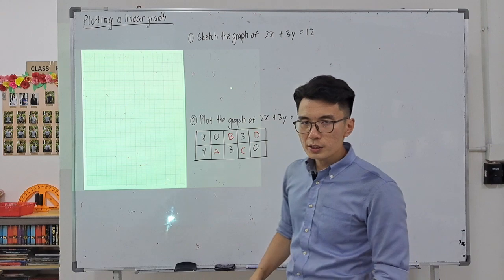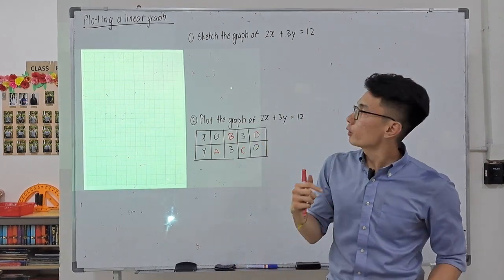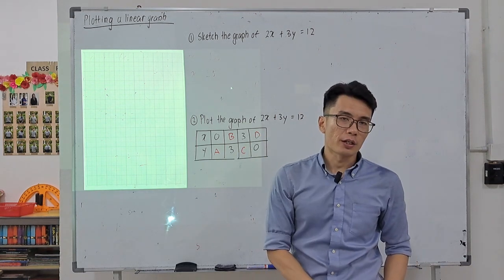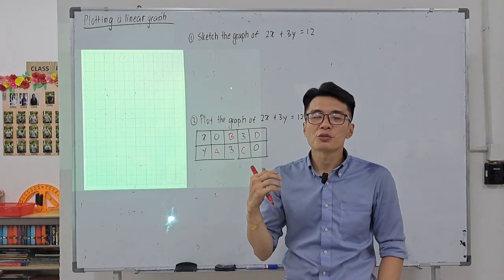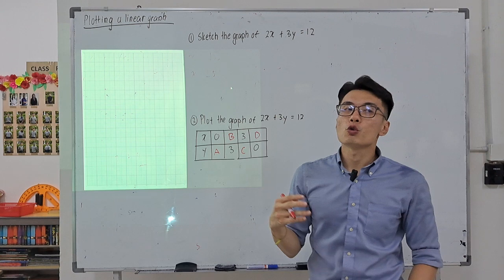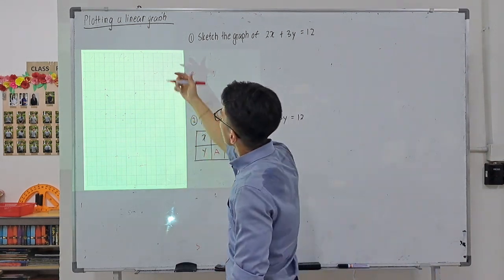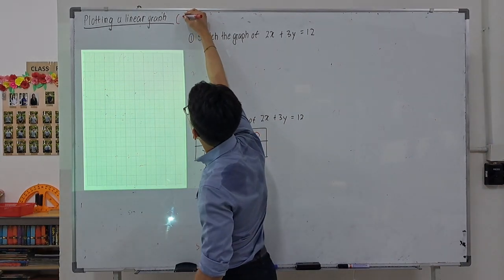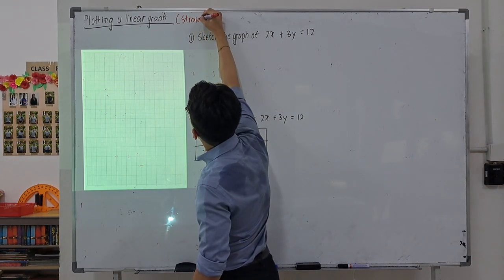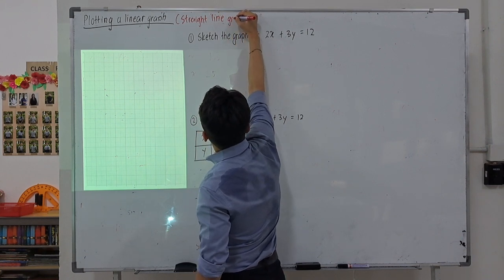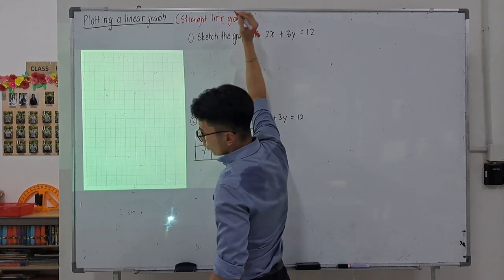Okay, so for today, we will be talking about plotting a linear graph. Now, when you see the word linear graph, in your head, you need to tell yourself you are going to be drawing a straight line graph. Okay, so a linear graph basically tells you it is a straight line graph. Okay, so that is number one.